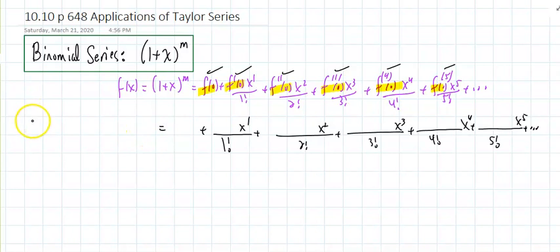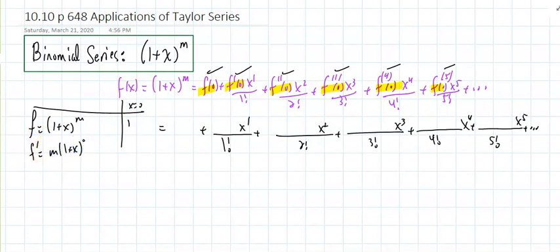So I know that f is (1 plus x) to the n. If I let x equal 0, I will get 1 to the n, which is 1. And if I take a derivative, wouldn't that be n times (1 plus x) to the n minus 1? And when I plug 0 in, that will be simply n times 1, which is n. F double prime will be n times (n minus 1) times (1 plus x) to the n minus 2.